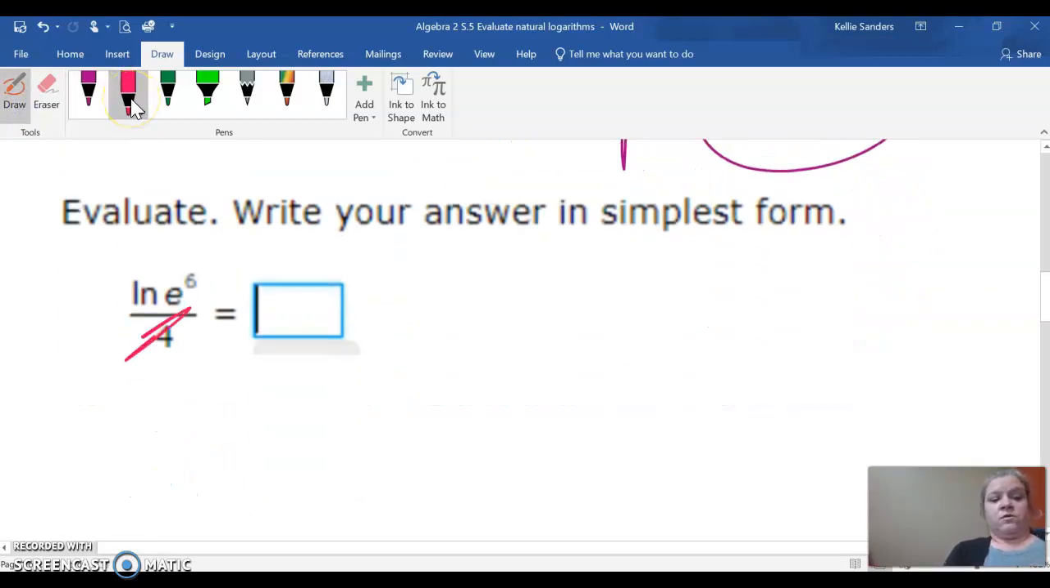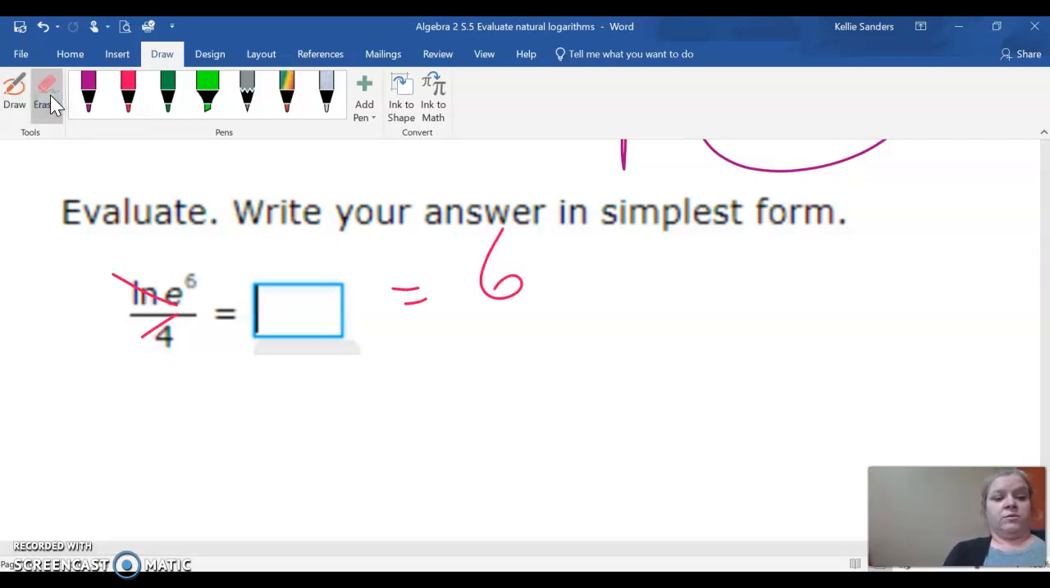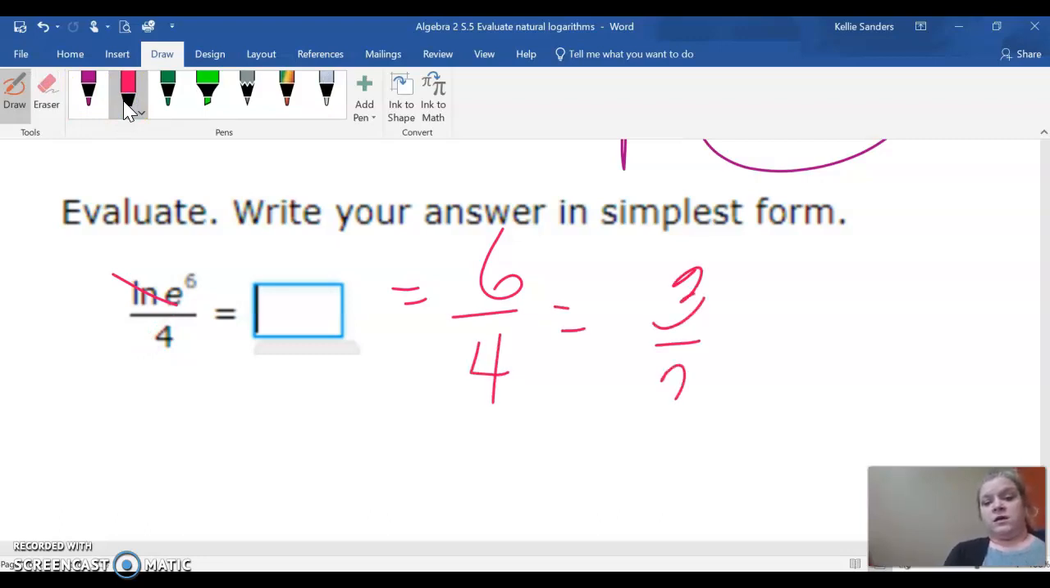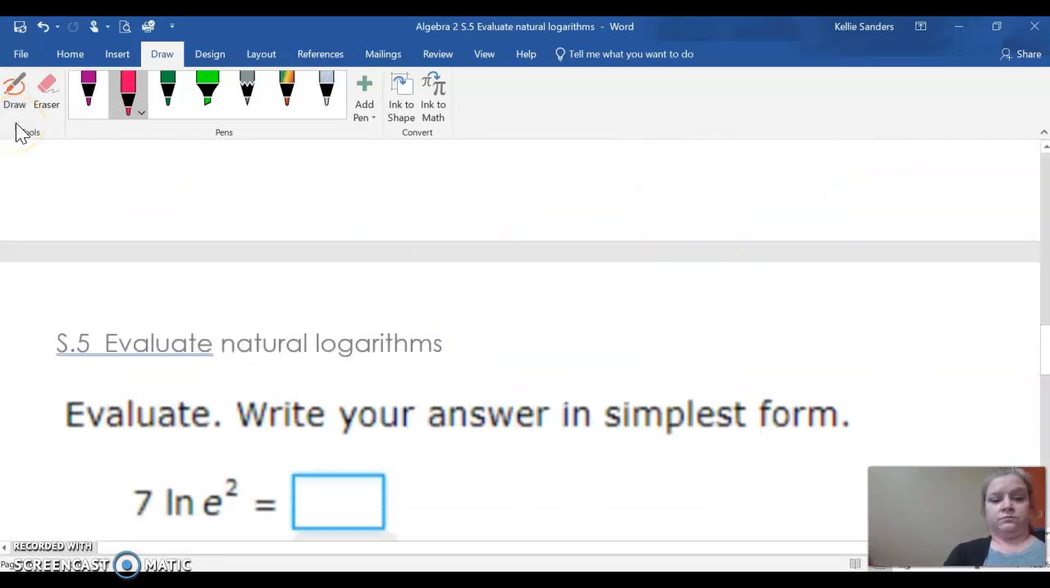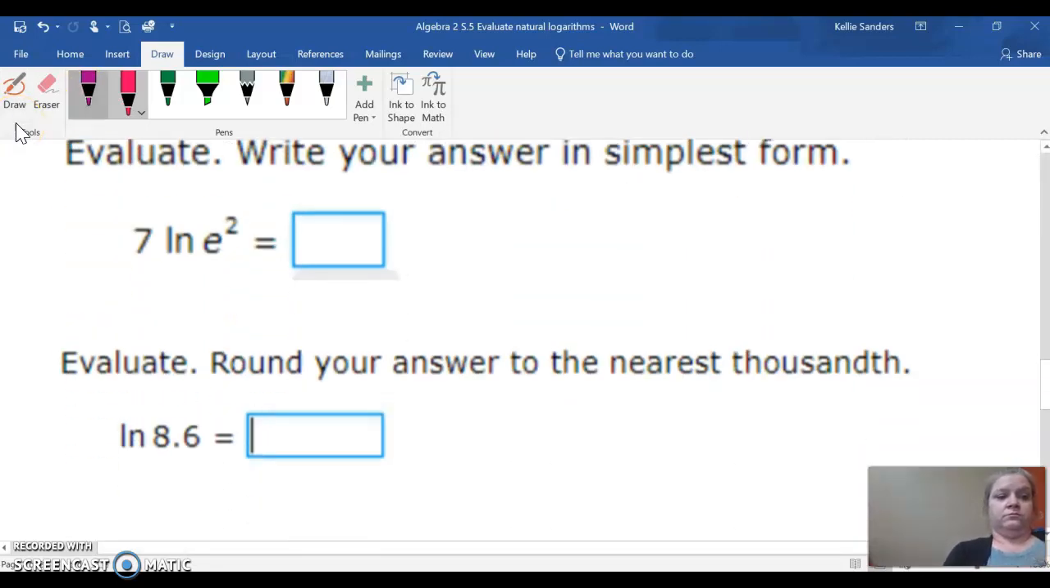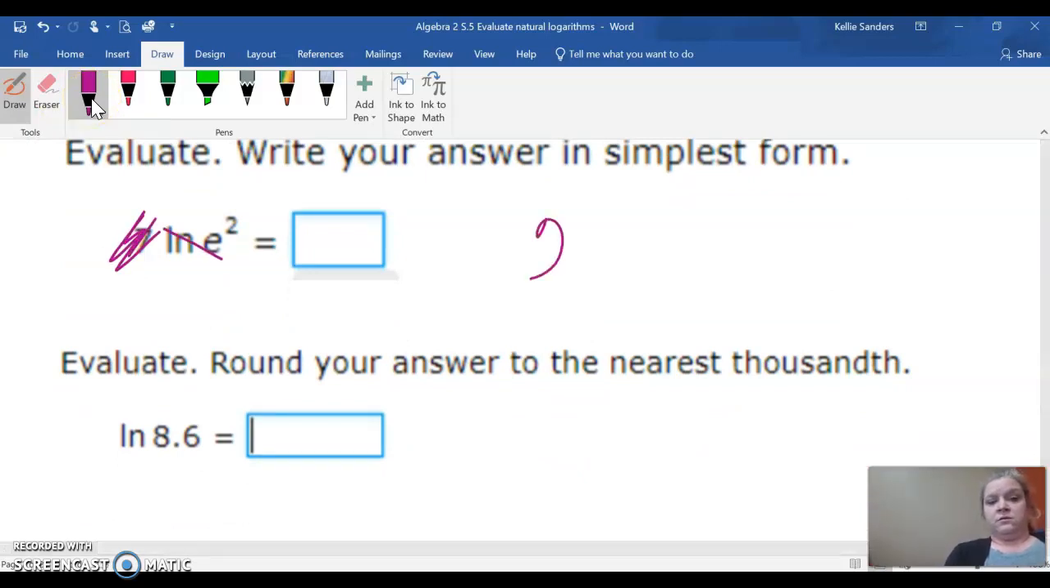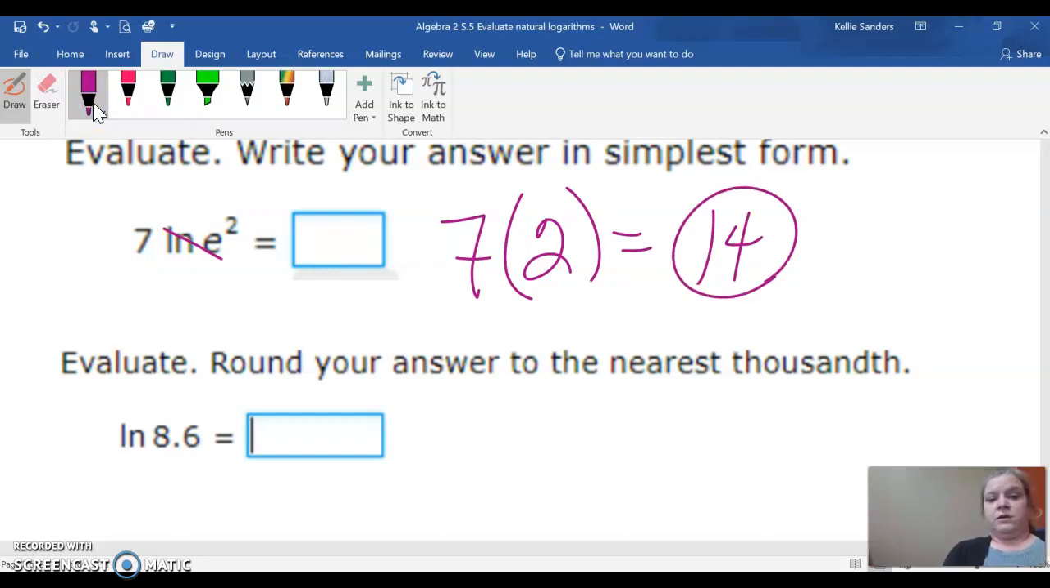Okay. If the 4 wasn't here, what would your answer be? Well, those would cancel out, and you'd be left with 6, right? But the 4 is there, so this would be 6 over 4, and reduce it and get 3 over 2. If the 7 wasn't there, what would the answer be? 2. But the 7 is there, so we'll multiply 7 and 2 and get 14.